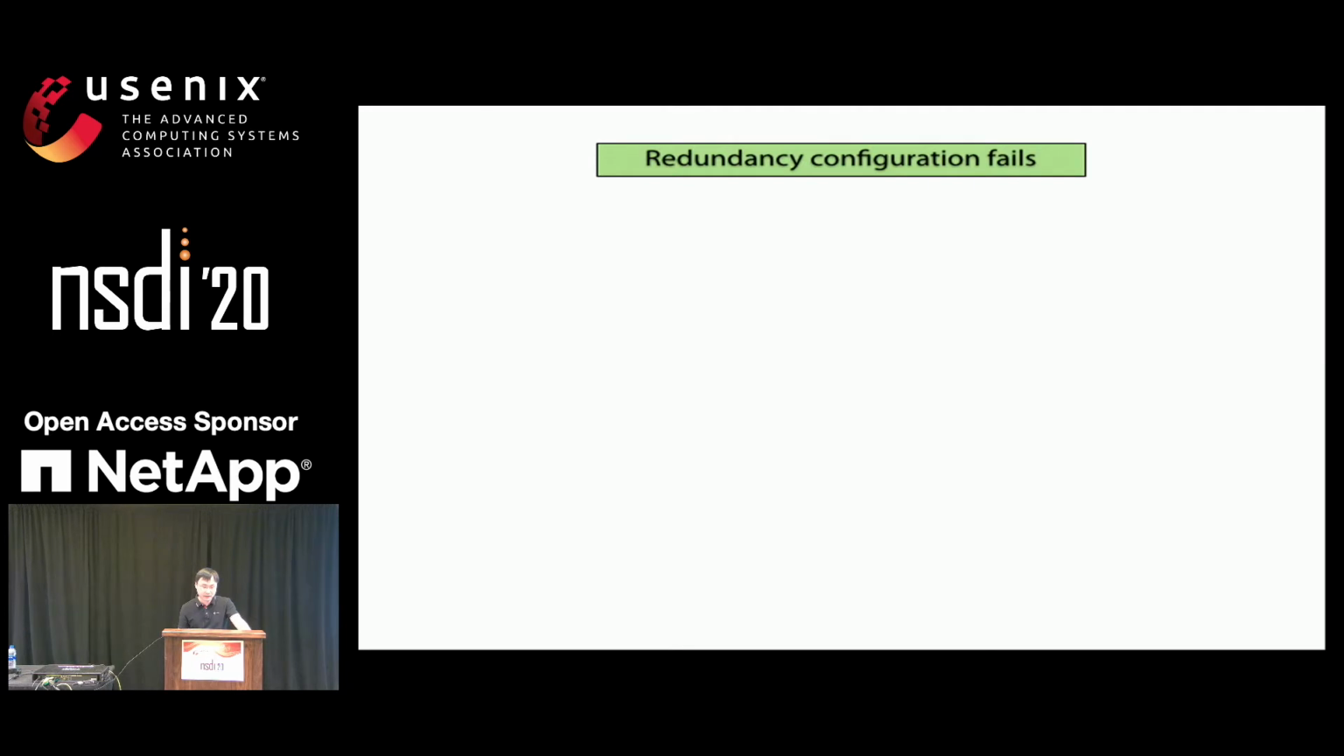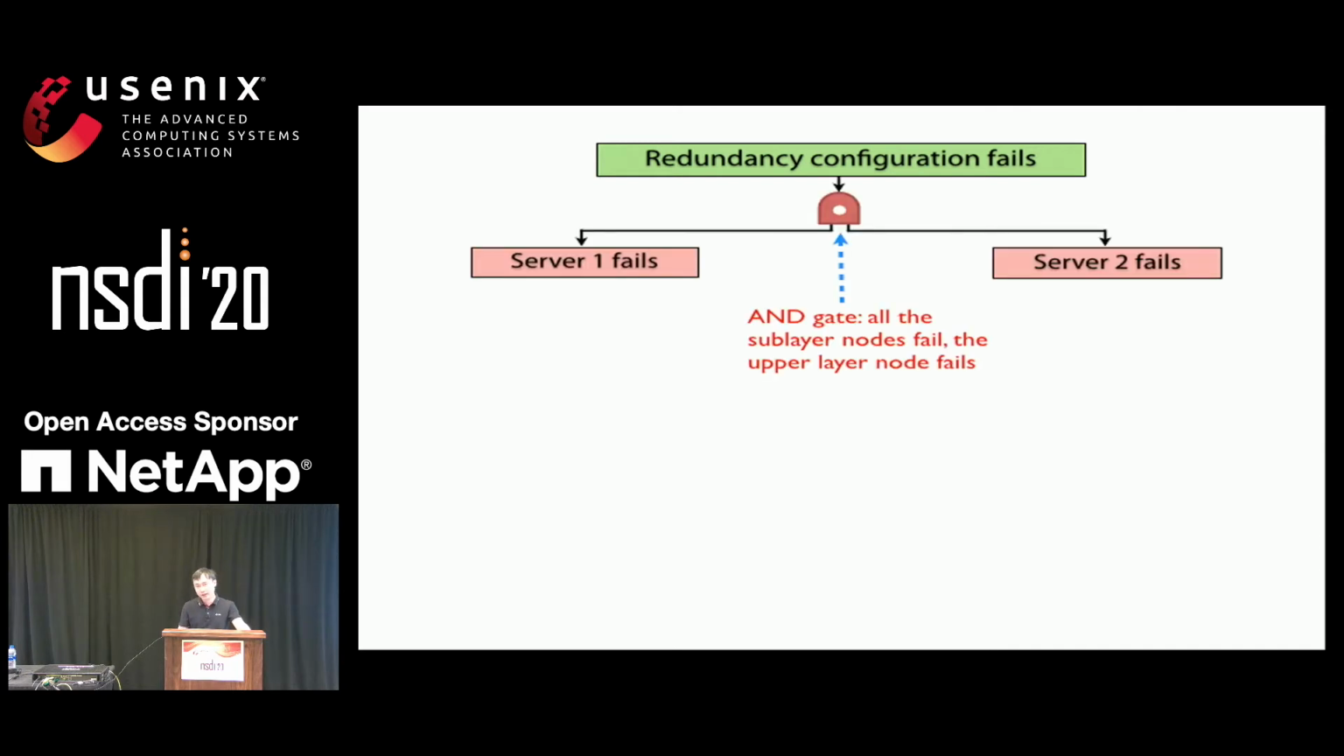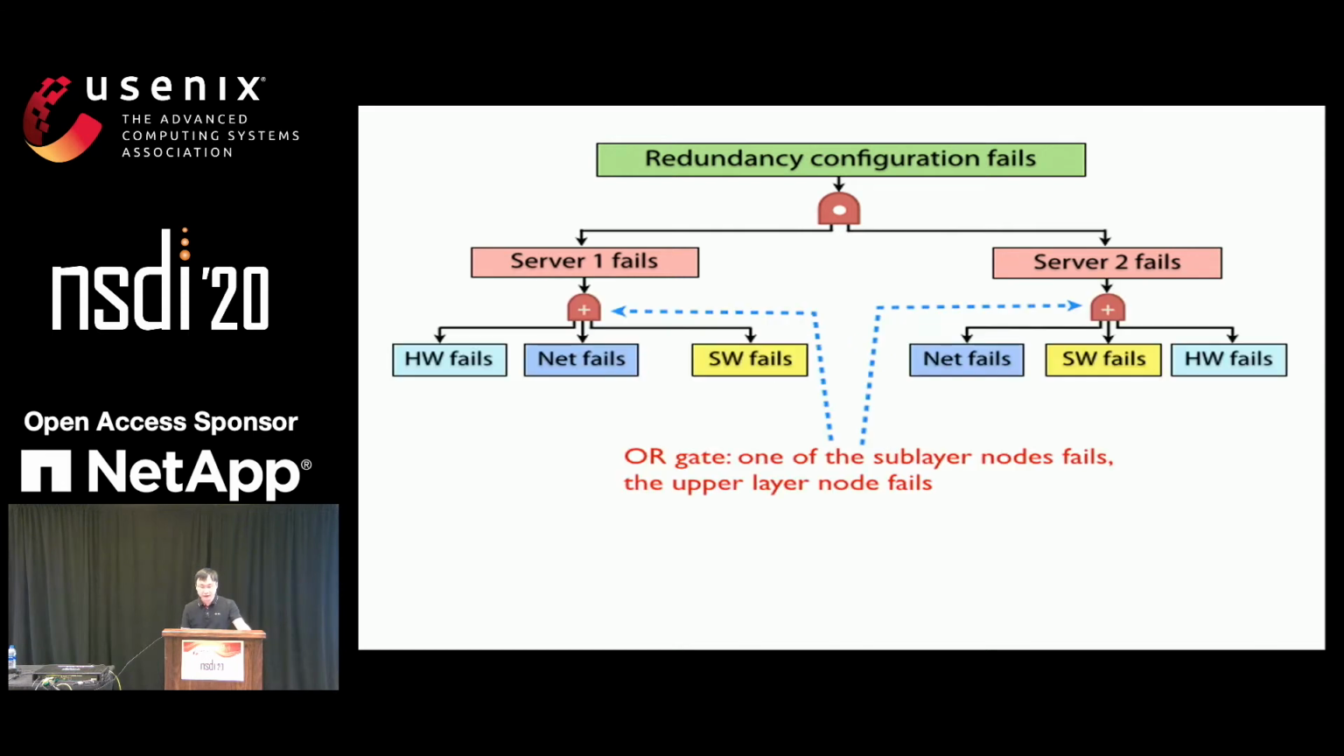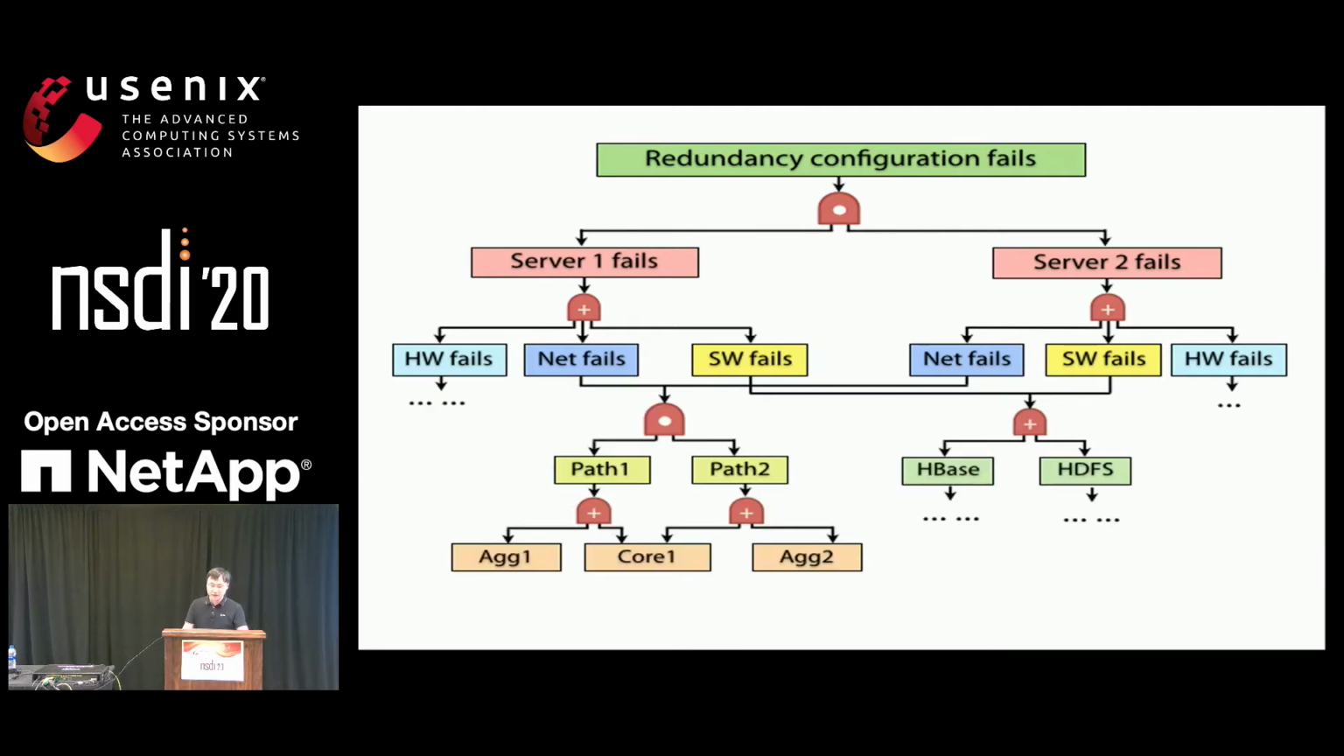Let me briefly summarize what the fault graph is. The root node of the fault graph is the redundancy configuration failing. In the fault graph, we have an AND gate, which connects all the redundant servers. The AND gate means if all the child nodes fail, the parent node fails. This is exactly the meaning of redundancy. Then the fault graph uses an OR gate to connect different types of dependencies. An OR gate means if at least one of the child nodes fails, the parent node will fail. Underlying each type of component, the fault graph uses different gates to connect the corresponding components. For example, the fault graph might use an AND gate to connect the redundant networking paths.